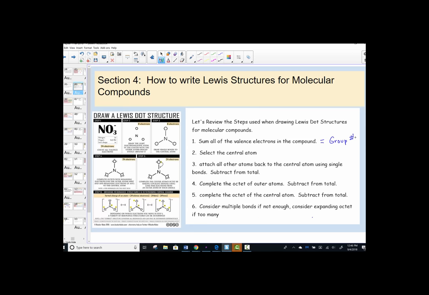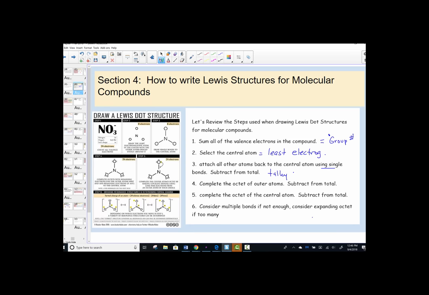We select the central atom. The central atom is never hydrogen, but it's always the least electronegative element from the ones that we're choosing from in the chemical compound. Step number 3, we attach back all the other atoms to the central atom using single bonds and keep a tally of how many electrons were used. If we know how many we started with, subtract those that were used to create single bonds.